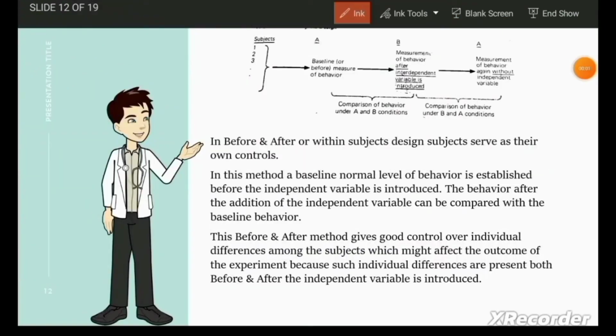Now you can see it here as well in the diagram. There is A, that is a baseline or the measure before of the behavior, whereas B is the measure after the independent variable is introduced. When the independent variable is removed, the behavior returns to A, and that is what it means with A-B-A method.